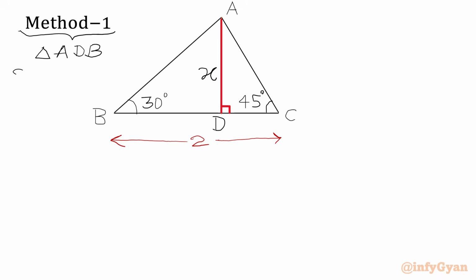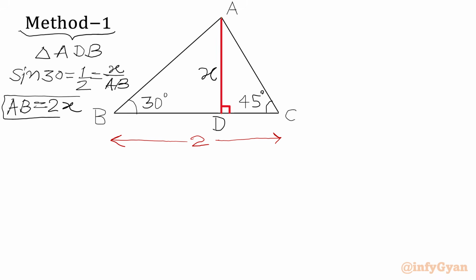In this triangle, if we find sine 30, which we know equals half, equal to opposite over hypotenuse, so x over AB. So from here we can write AB will be equal to 2 times x. So here we can write this is 2x.